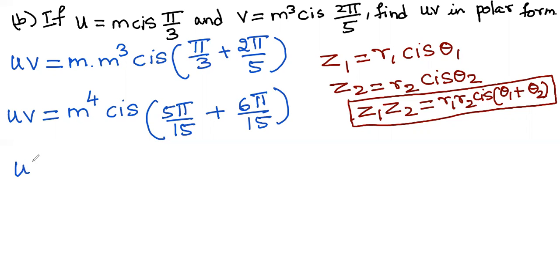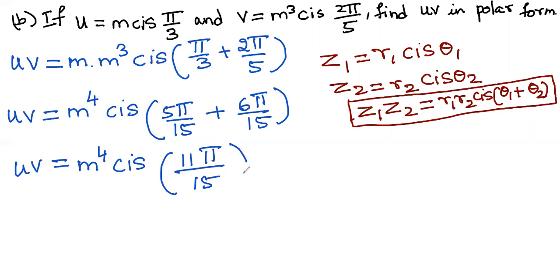So we have uv is equal to m to the power of 4 cis. Now we can add them, so we have 11 pi by 15. This will be the solution for this question.